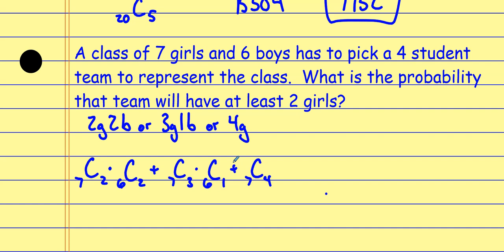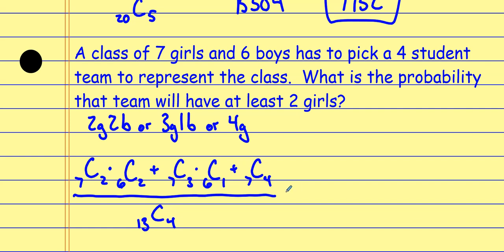And so we just have to think about the situation. And just like when we were doing probabilities, is it multiplication, or is it addition? Okay? And now I have to put that over the total number of possibilities. The total number of possibilities here would be the combination of, well, I have a total of 13 students, and I'm picking a total of 4 for the team.